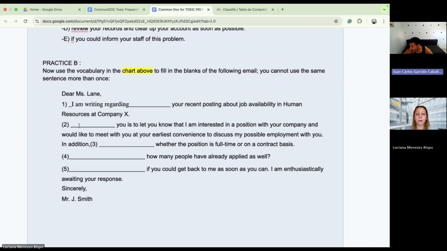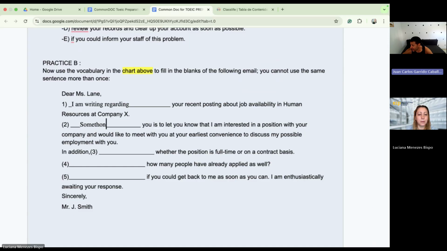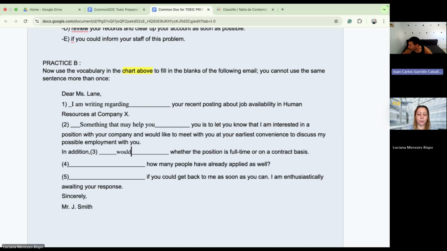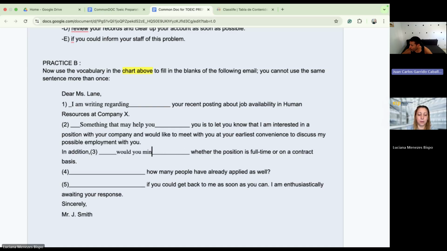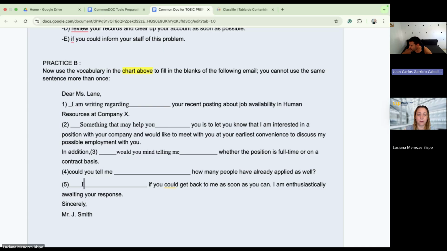Something that may help you is to let you know that I am interested in a position with your company and would like to meet with you at your earliest convenience to discuss my possible employment with you. In addition, would you mind telling me whether the position is full-time or on a contract basis? Could you tell me how many people have already applied as well? I would like to ask you if you could get back to me as soon as you can.